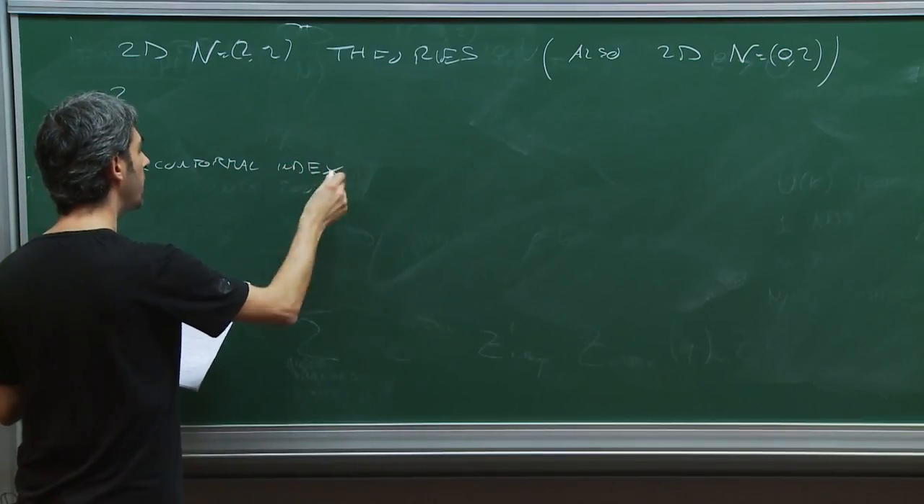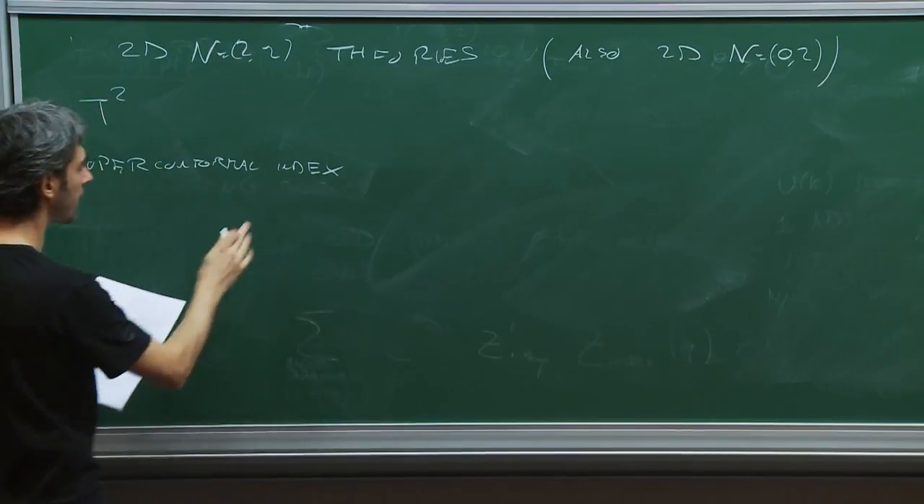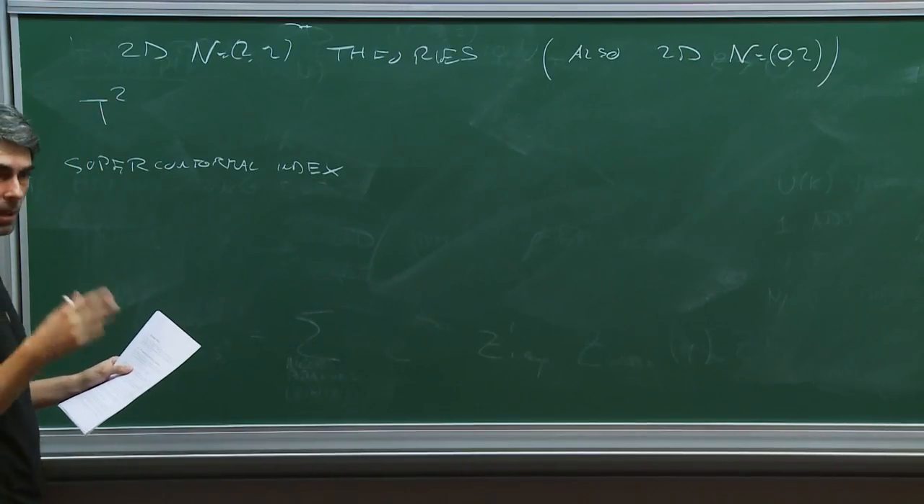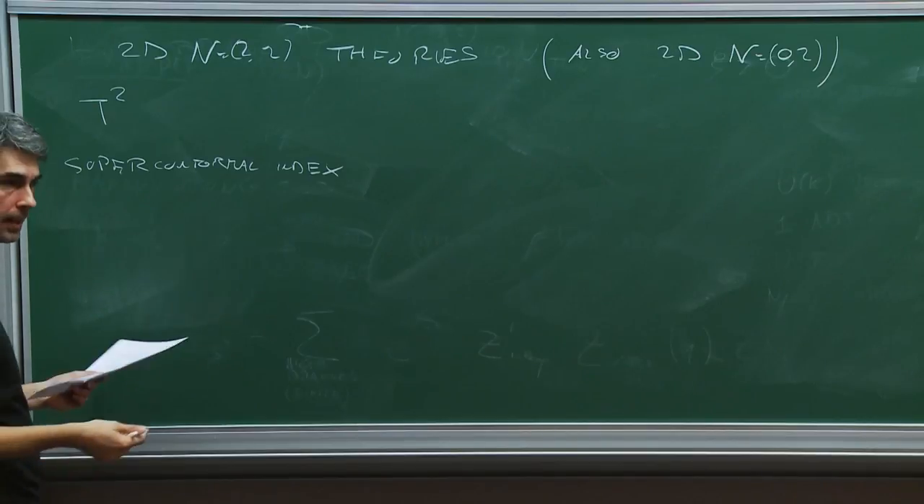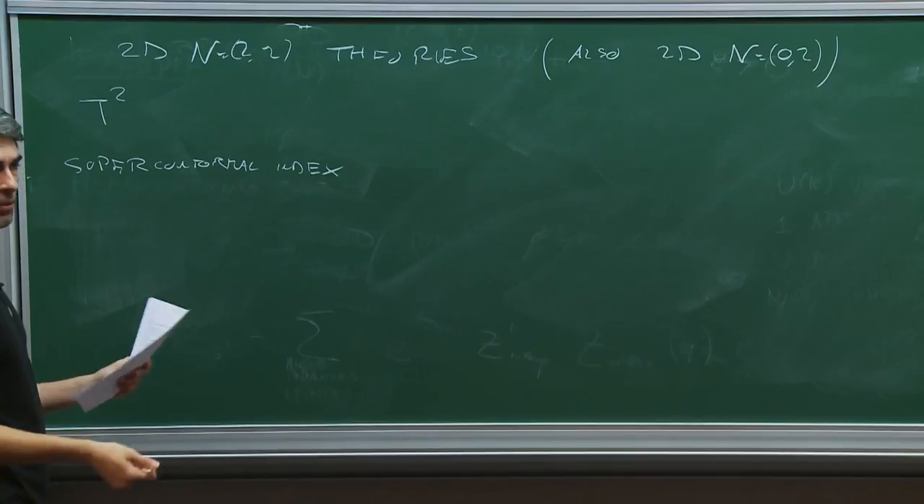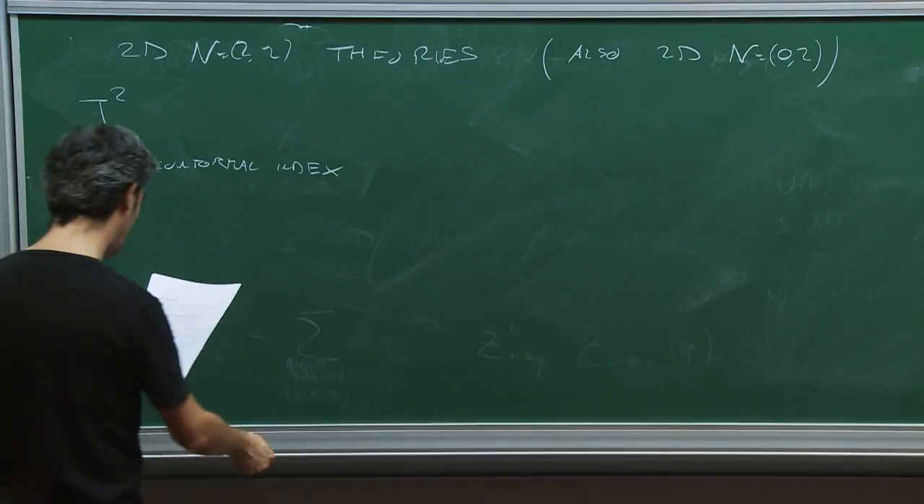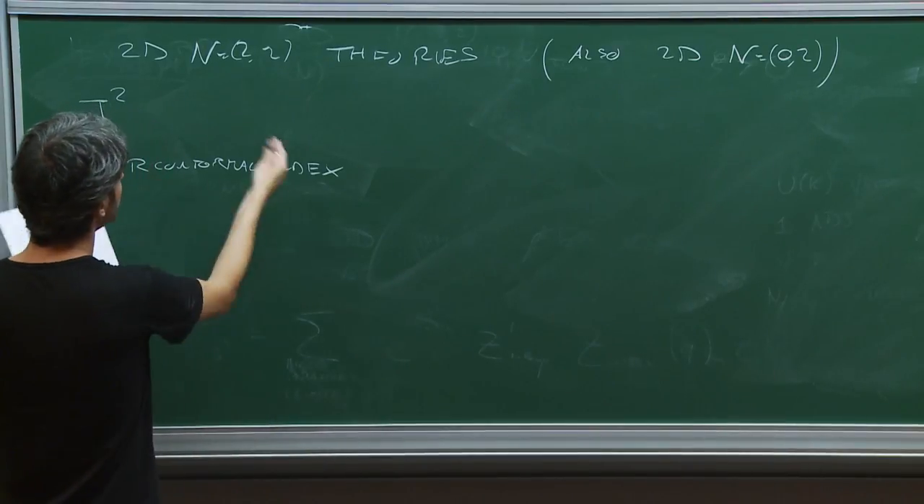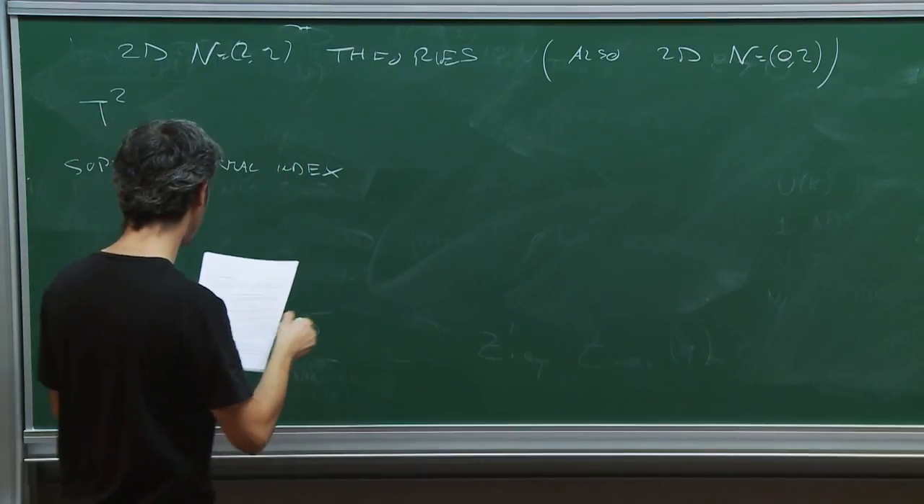And so essentially now we make contact with what Guido described yesterday and the day before. He was talking about an index in 4 dimensions, N equal to 1, and he describes what an index is. You can either count states on the sphere or operators in flat space. And this is the very same story in 2 dimensions.